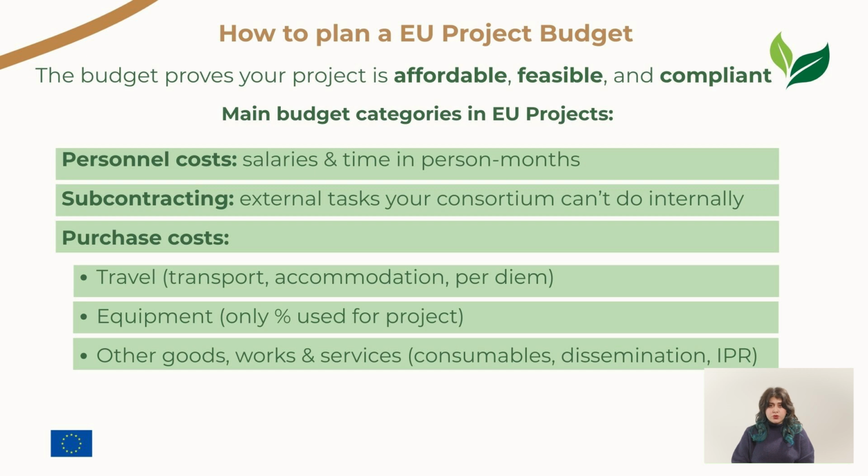This module will focus on how to plan your project budget and understand eligible costs. Once you've defined your project idea and planned your activities, you'll need to translate all of that into numbers. The budget isn't just a formality, it's how you prove that your project is affordable, feasible, and compliant with EU rules. A well-prepared budget can make your proposal stronger and help avoid surprises during the project. So, let's have a quick look at how to build a clear and credible budget for your EU project.